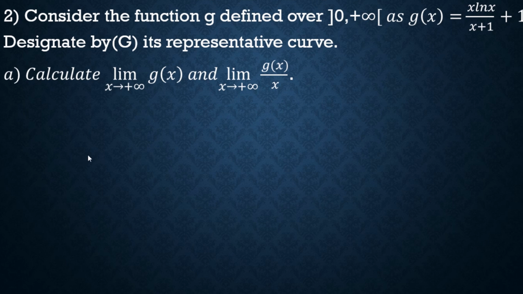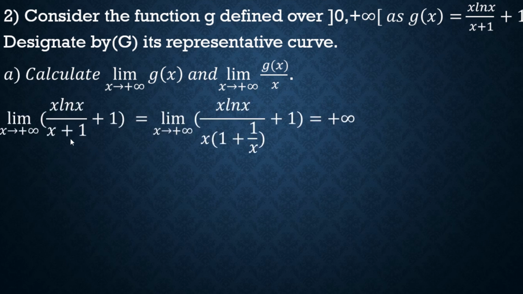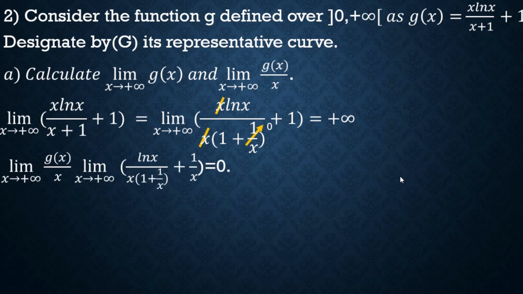Let us see. Limit g of x as x goes to plus infinity. This is limit x ln x over x plus 1, plus 1. Take x common factor, x and x simplify. 1 over x is 0. And we still have ln x over 1. So this is plus infinity.